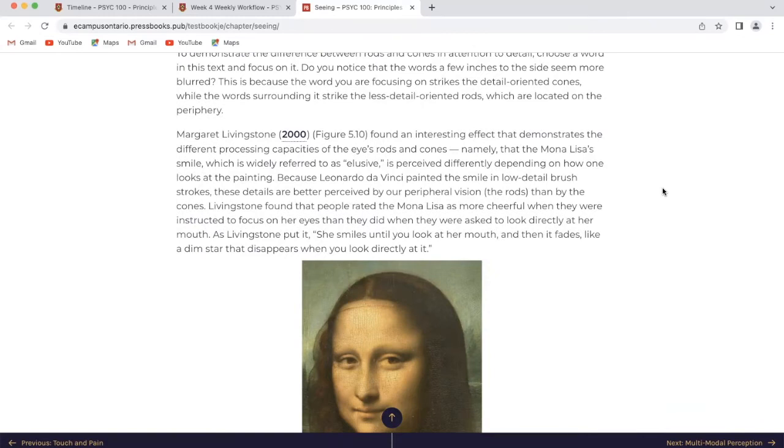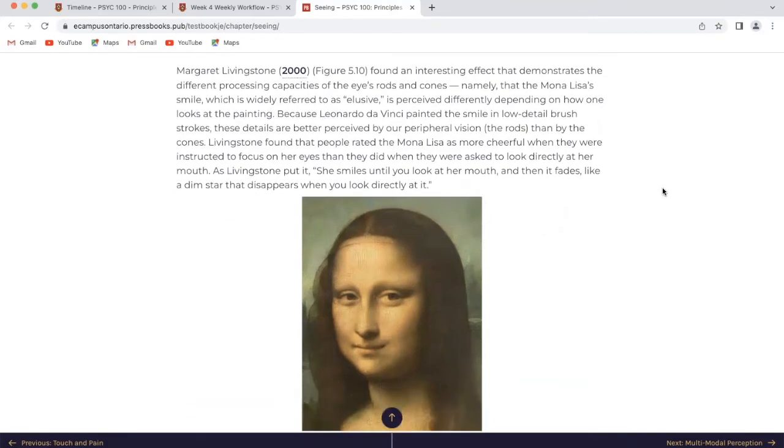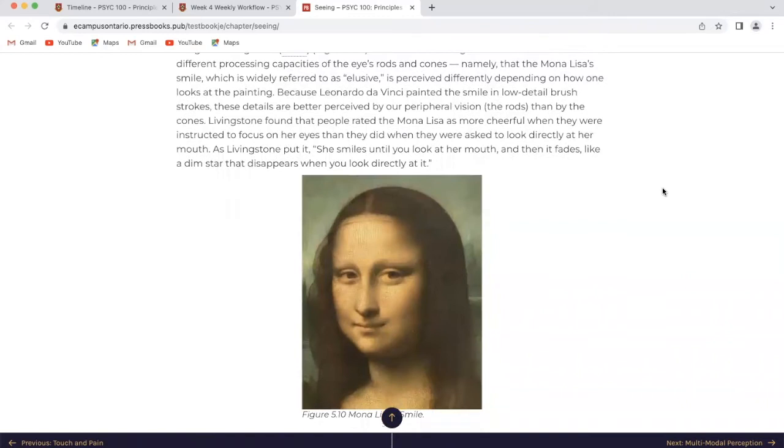Margaret Livingstone in 2000 found an interesting effect that demonstrates the different processing capacities of the eyes, rods, and cones. Namely, that the Mona Lisa smile, which is widely referred to as elusive, is perceived differently depending on how one looks at the painting. Because Leonardo da Vinci painted the smile in low detailed brushstrokes, these details are better perceived by our peripheral vision, the rods, than by the cones.